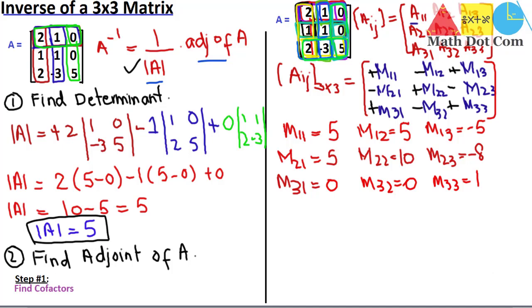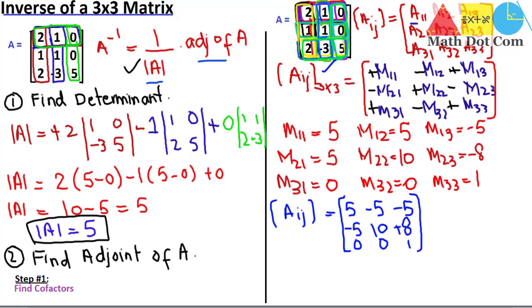Now just put these values here and take the transpose to find the adjoint of A, as Aij is equal to plus M11, it will be 5, then minus M12, it will be minus 5, then plus M13, it will be minus 5. Then minus M21, it will be minus 5, then plus, it will be 10, and then minus, it will be plus 8. Then we have 0, 0 and 1. So this is the cofactor matrix, and step 2 is to take the transpose of this matrix in order to find the adjoint of A. So the adjoint will be equal to the transpose of this matrix.